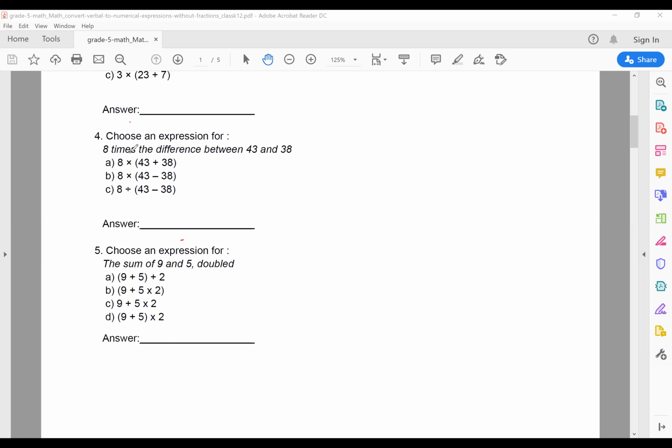Question 4. 8 times the difference between 43 and 38. Times means multiplication, difference means minus. So 8 times 43 minus 38. Okay, so it would be option B.